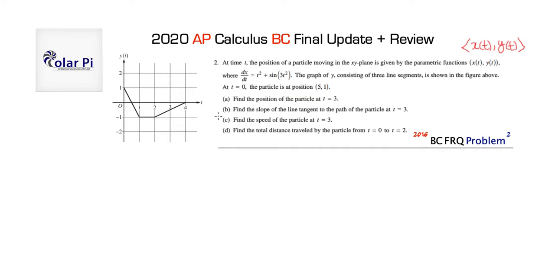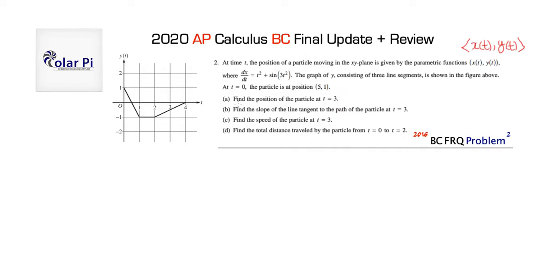Okay, we'll live. All right, so what they said is that dx/dt is this function, and this is a calculator active question, so you need a calculator to do some parts of it. I'll leave the calculator portions to you. I'm just going to walk you through how to solve each part. And they said that y of t is a function displayed here. Also, they told us that at time t equals 0, the particle has position (5, 1).